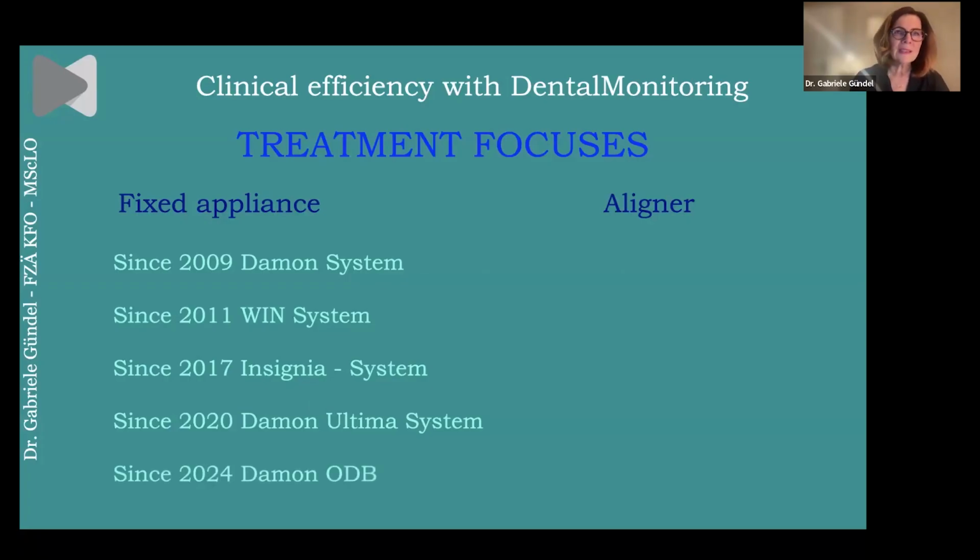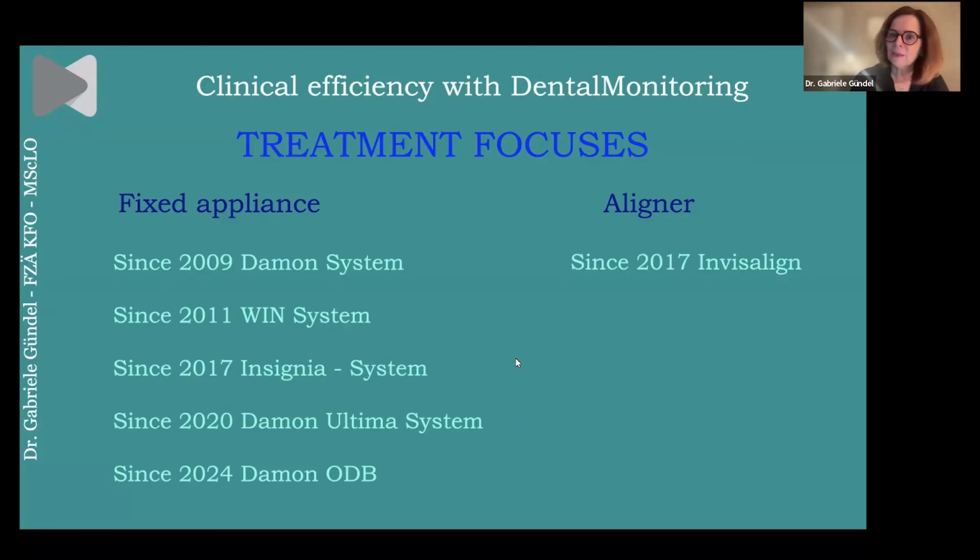And now, since 2 or 3 months, I'm really lucky that I'm one of the practices in Germany who can start with the Damon ODB system. This is not our topic for today, but just to give a feeling of the development of the appliances I'm using in our offices.